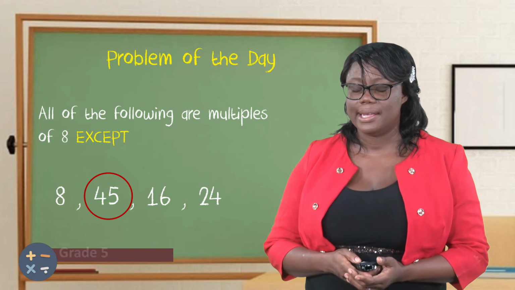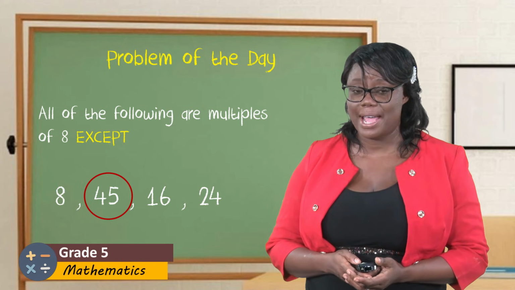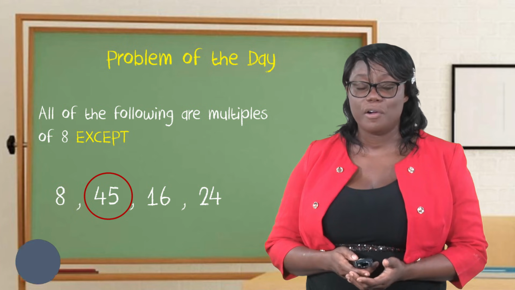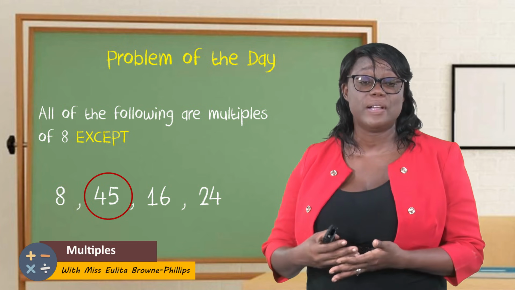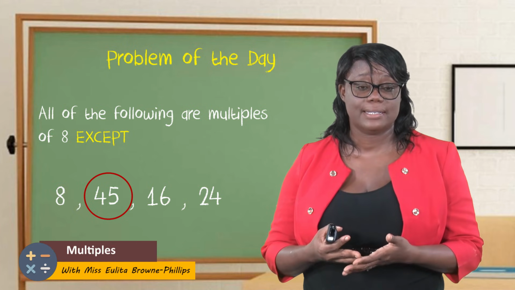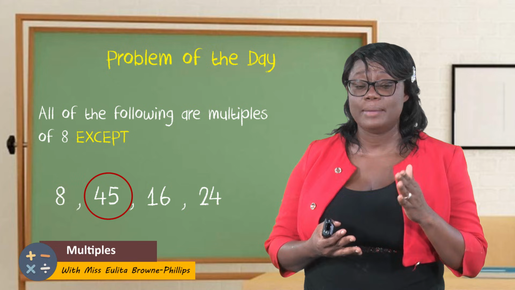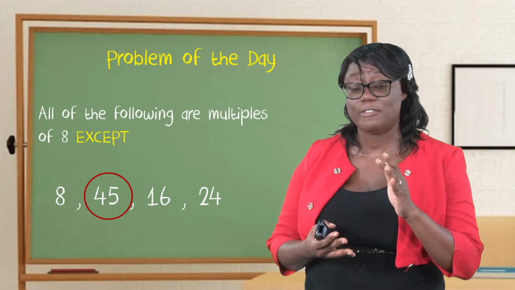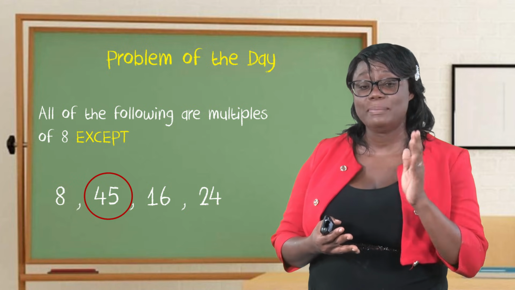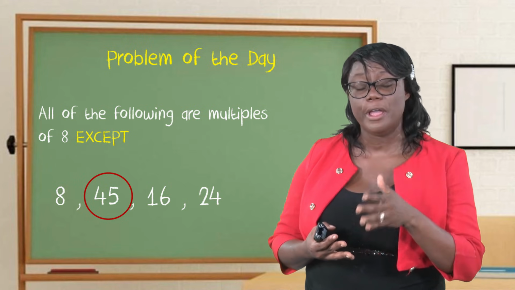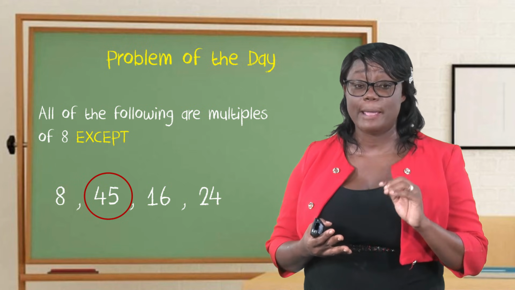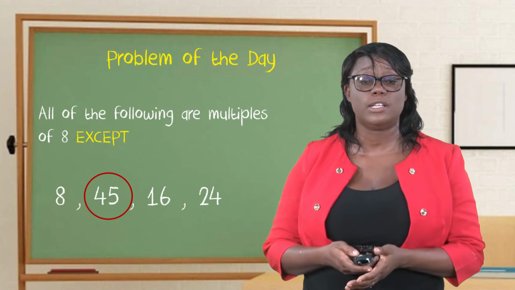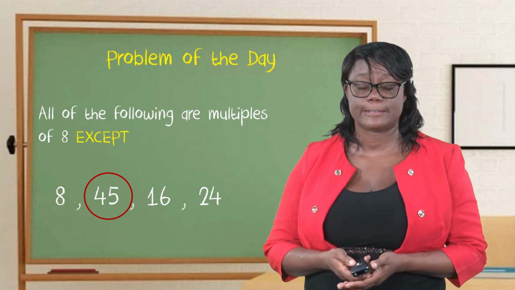Good. Did you say 45? You are absolutely correct. 45 is not a multiple of 8 because 8 times 1 will give us 8. 8 times 2 will give us 16. 8 times 3 will give us 24. There is nothing we can multiply by 8 to get 45. So 45 is not a multiple of 8.